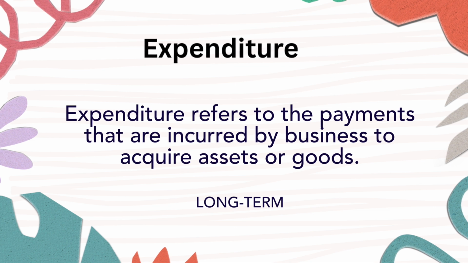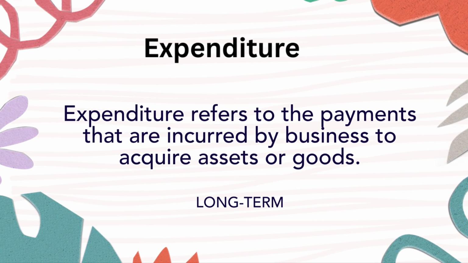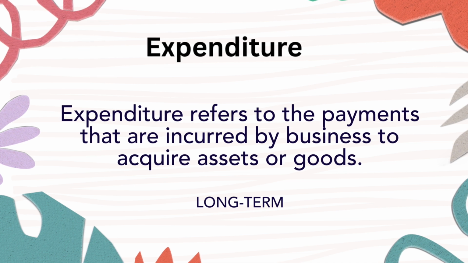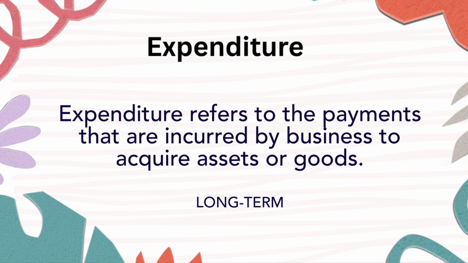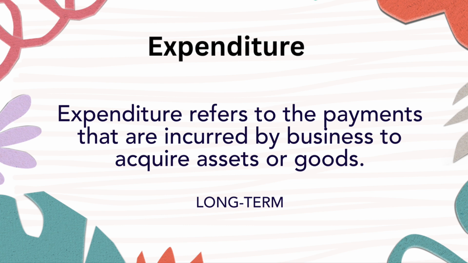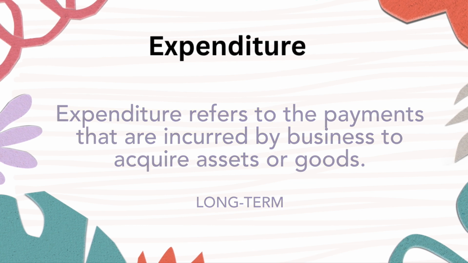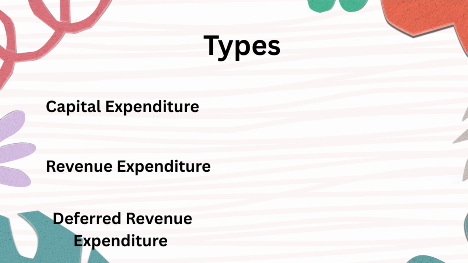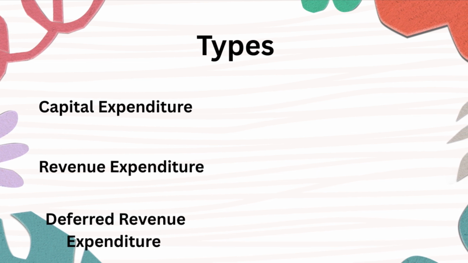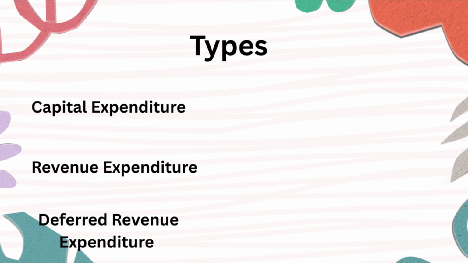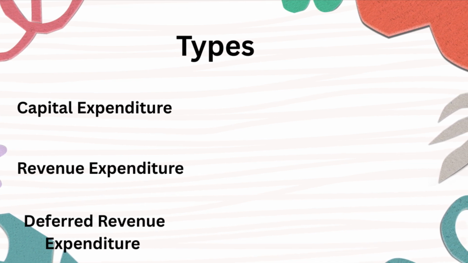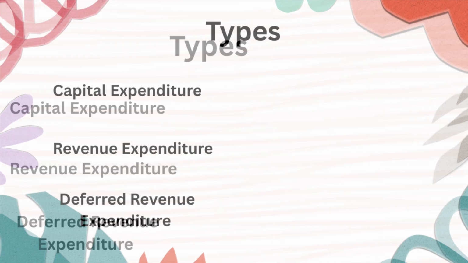Now, the next term refers to expenditure. Expenditure refers to the payments that are incurred by business to acquire assets or goods. Nature of expenditure is long term because the benefits that will arise from these transactions would cover the time period of long term. Now, these are also of two types. There are certain expenses that are covered under capital expenditure, and there are certain expenses that are covered under revenue expenditure.